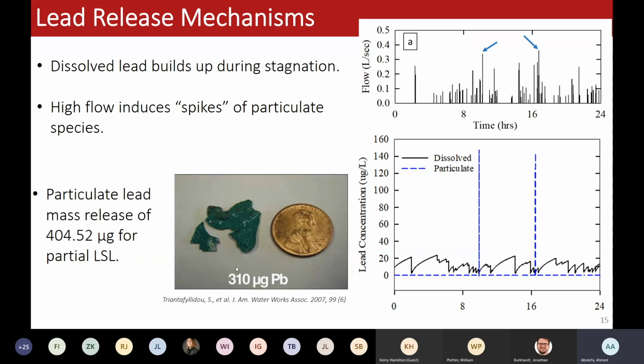Another interesting part was that if you track the mass of lead that was released in each of these, particularly the first flow event, the mass of particulate lead is about 400 micrograms from the partially replaced lead service line. And if you compare that to the amount of lead in a paint chip the size of a penny, it is higher than this. So imagine how much lead that would be if you used this water for cooking, or if you drank this water. That would be an enormous amount of lead.